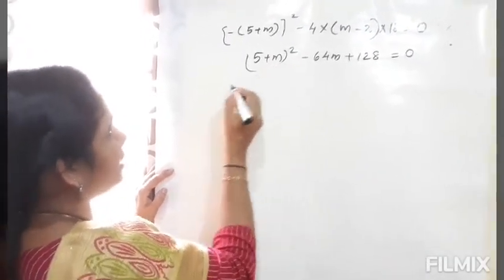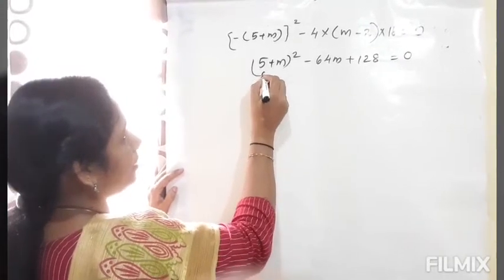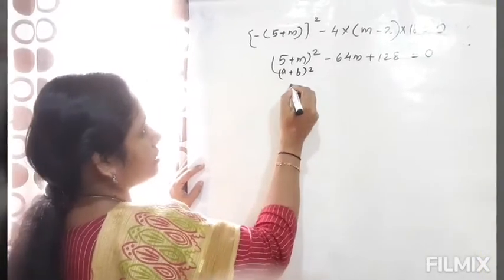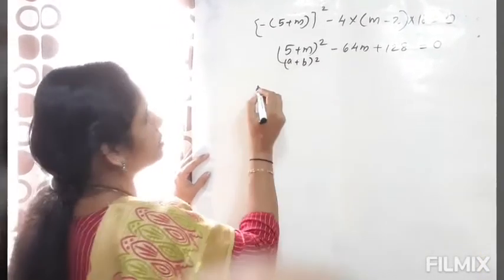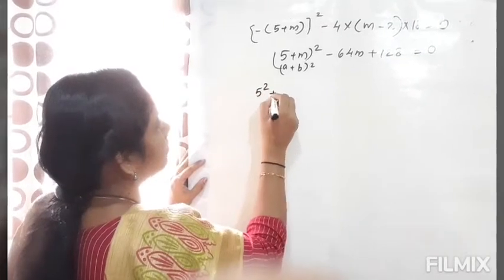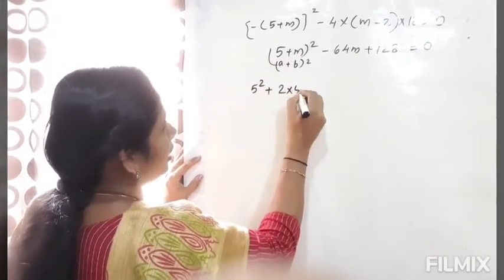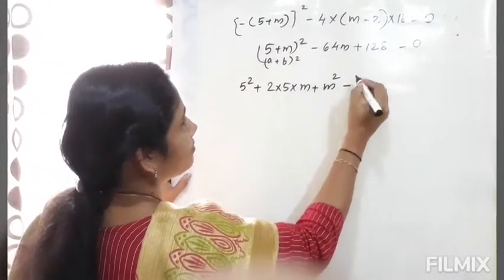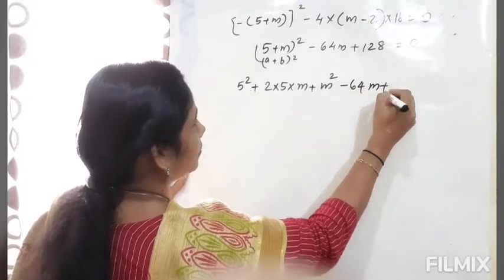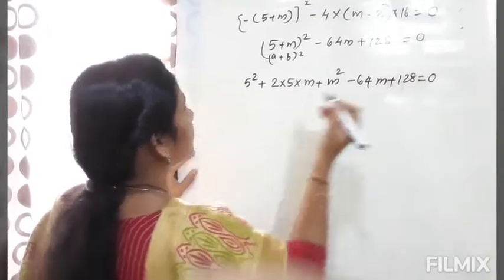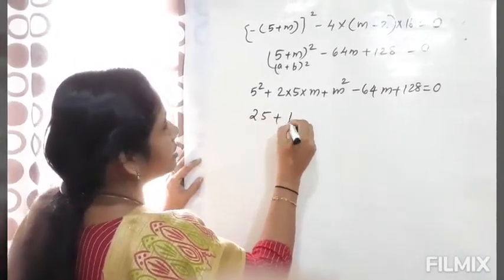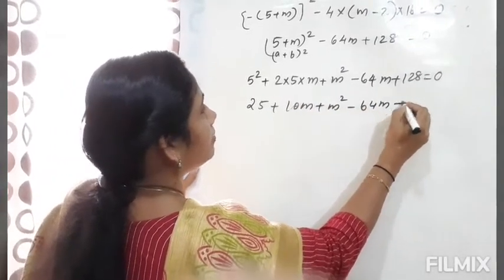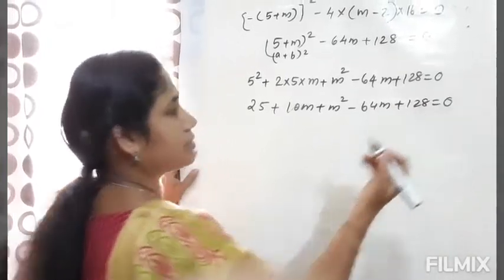Now we can expand this as a plus b the whole square. What is a plus b the whole square? A square plus 2ab plus b square. So 5 square plus 2 into a into b plus b square. And the remaining terms same itself, minus 64m plus 128 equal to 0. 25 plus 10m plus m square minus 64m plus 128 equal to 0.